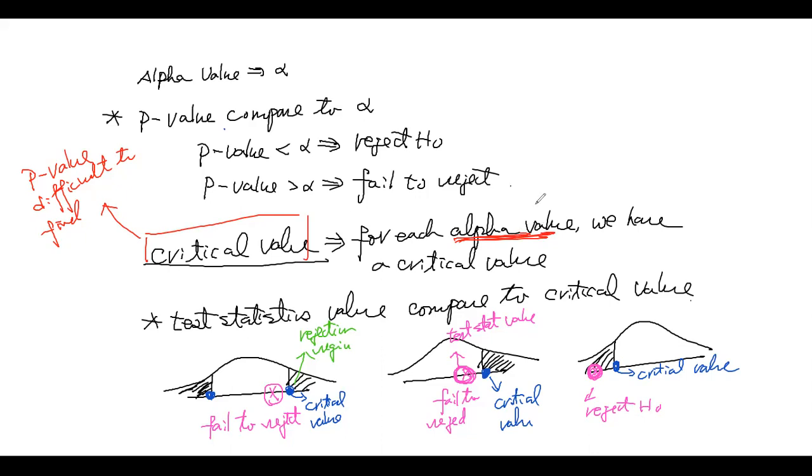All right, that's it. I hope you got a good understanding of this, because next we're going to talk about the different errors, type 1 and type 2 errors, which are related to your alpha values.